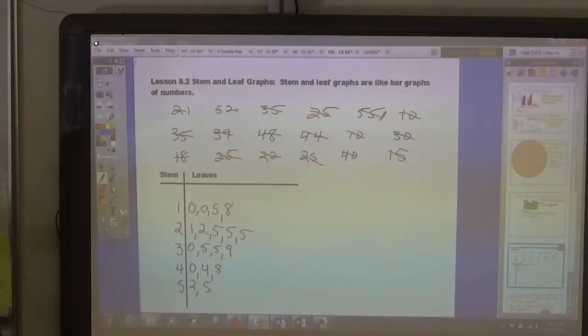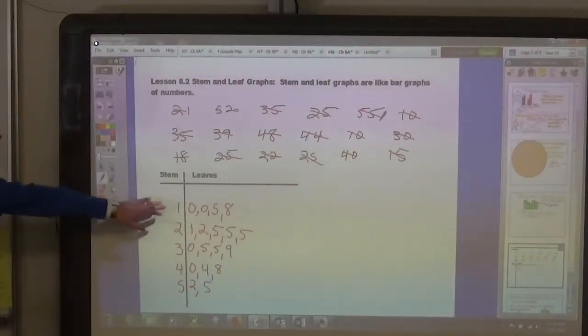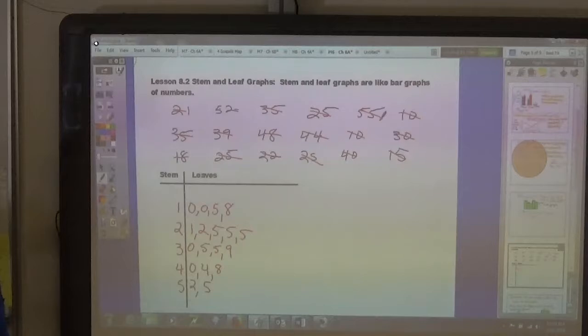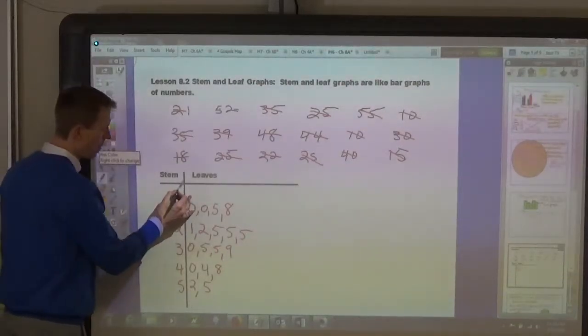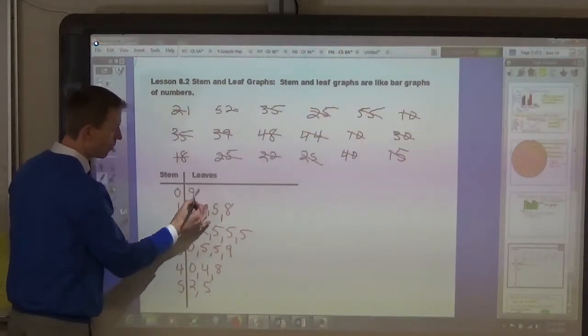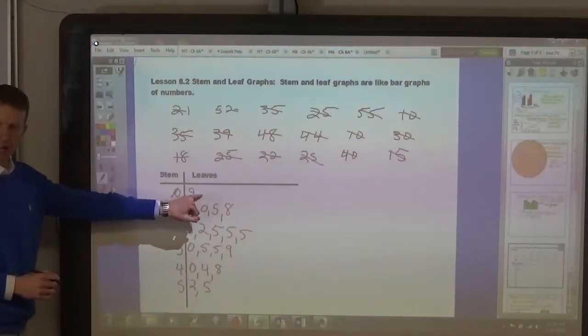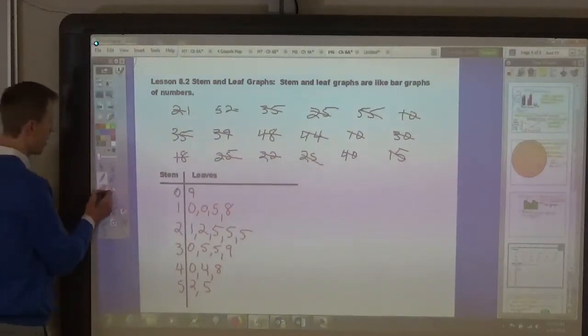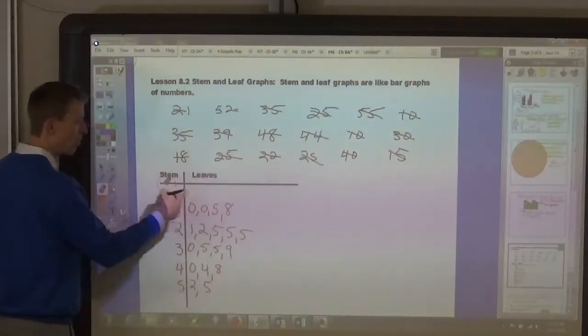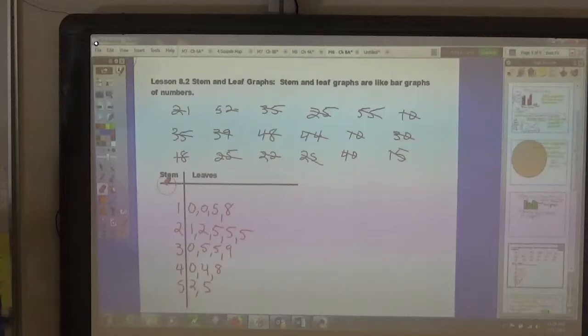What if there was some single digit? What if there was a 9? How would we put that on the stem and leaf? You put a 0 in the stem and a 9 in the leaf. Correct. We would add it like this. 0 as the stem and 9 as the leaf. Okay? So that number is not in our chart, but that's how you would add a single digit number.